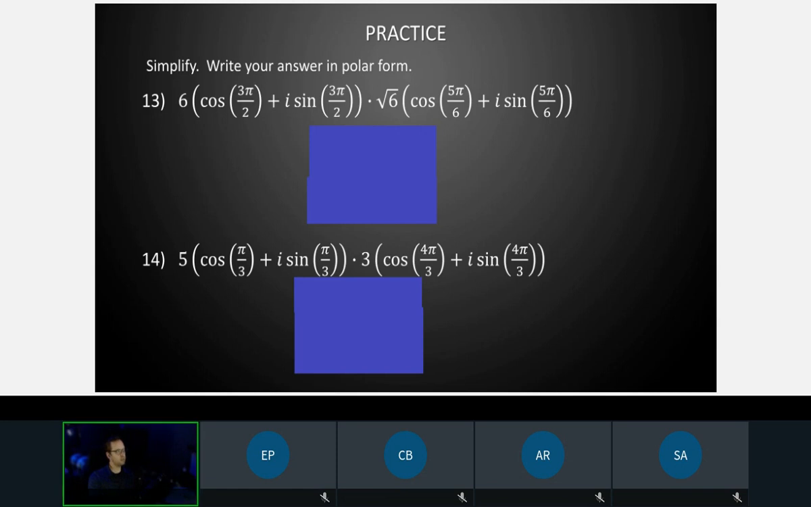All right, I'm going to skip these. I think these are super easy. So let's just go on to the division. I'll come back to these at the very end and just show the work and the answer.